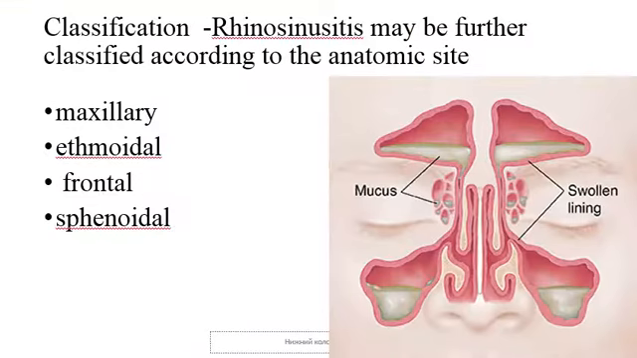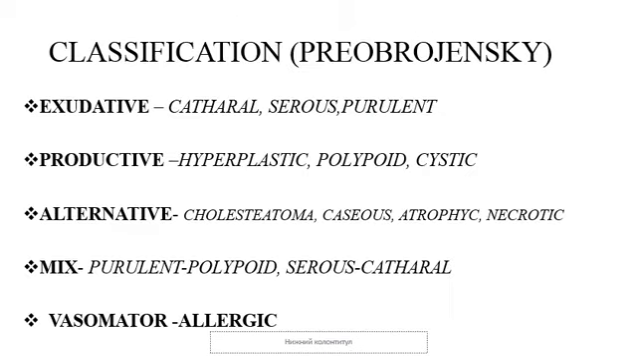Rhinosinusitis may be further classified according to the anatomic site. For example, maxillary sinusitis, where the problem is in the maxillary sinus, or we call this the Highmore sinus. We sometimes call this highmoritis, it's a very popular term. Ethmoidal sinusitis, where the problem is in the ethmoid sinuses, then the frontal sinuses, and sphenoidal. Sphenoid sinuses we cannot see in the coronal section. They are the posterior sinuses.